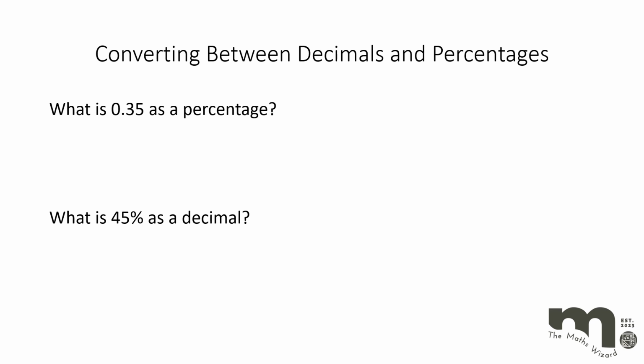So this first example here, we're writing 0.35 as a percentage. So whenever you turn a decimal into a percentage, all you've got to do is times by 100. So you're just moving that decimal point twice to the right there. So that will become 35%. And then the opposite way is you just dividing by 100. So you're moving your decimal point twice to the left.